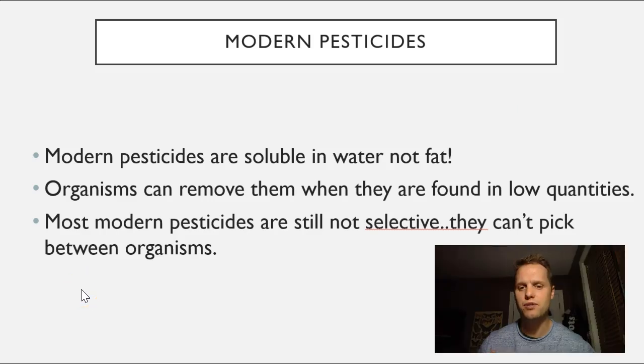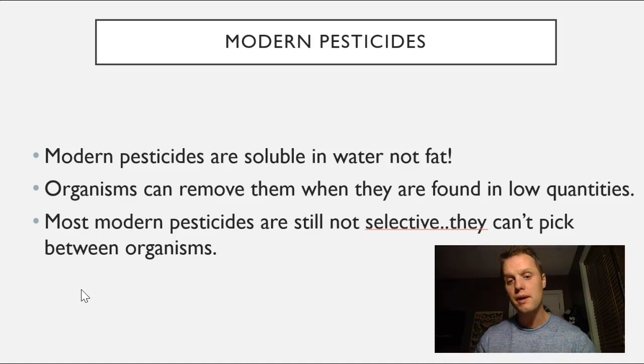Modern pesticides are soluble in water, not in fat. Now this is important because that means it's not going to stay in the fat of the organism. It's not going to bioaccumulate as easily, and it's not going to biomagnify in an ecosystem. Organisms that get these water-soluble toxins in them can easily eliminate them. This also means, though, that when rain falls, it will easily get rid of that toxin and remove it from the environment. But it means it's also less effective in some cases.